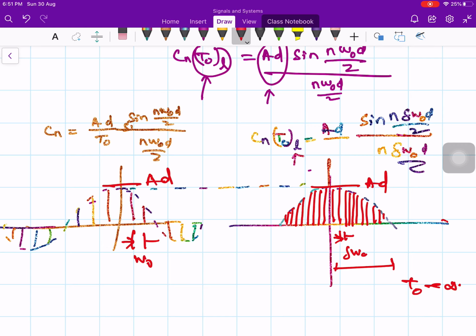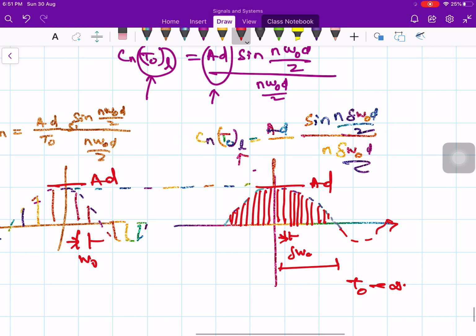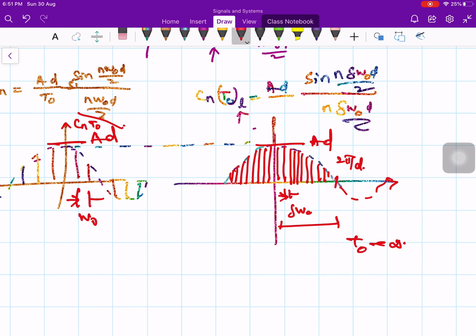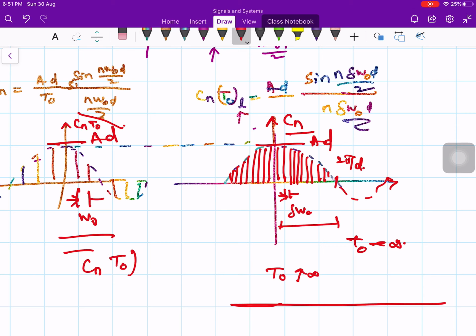And this frequency axis corresponds to what? 2 pi by d, because that is not changing, d is the same. So this point is 2 pi by d. Okay, so we don't want to deal with the Cn, but Cn times t naught. Then we can think of meaningful way of representation of the various harmonic components. If you think in terms of Cn, then you don't get any meaningful representation, because when t naught goes to infinity, then you will get a zero spectrum, squashes down to the x-axis. But if you think in terms of Cn times t naught, then you will get a meaningful representation.